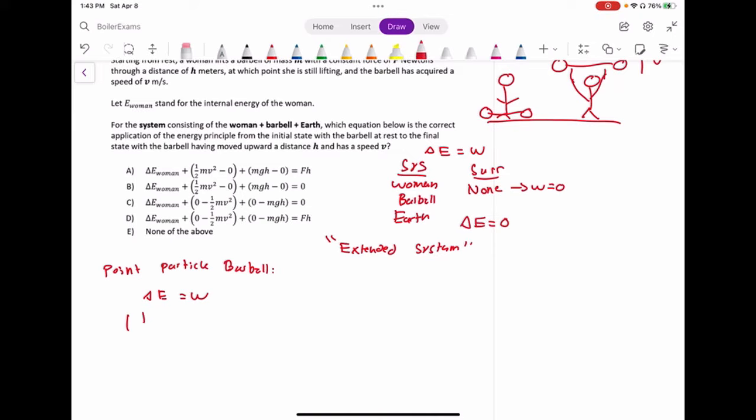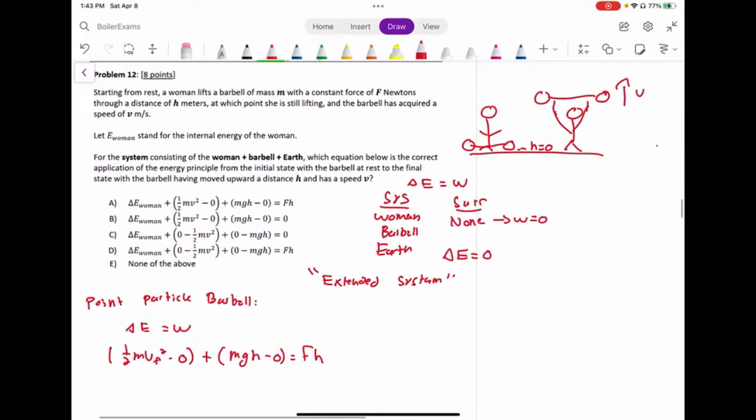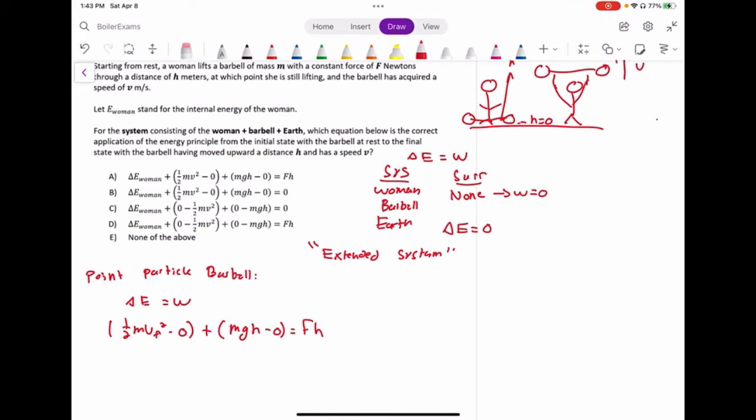So finally you would have energy, half mvf squared, no initial. Finally it has mgh, no initial, I'll call that h equals 0. And the E woman wouldn't exist if we said this was a point particle. So then it would have FH. That's if we did the point particle, because the center of mass of the barbell would move through that H with the force. But when we look at the actual, I'm just going to erase this.